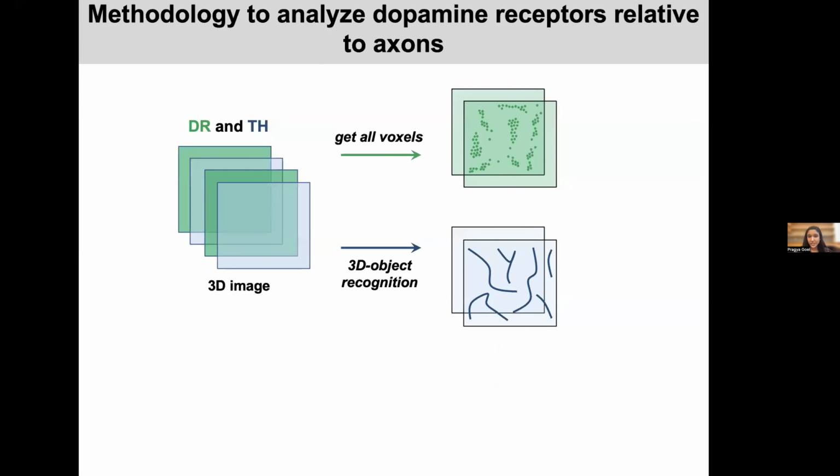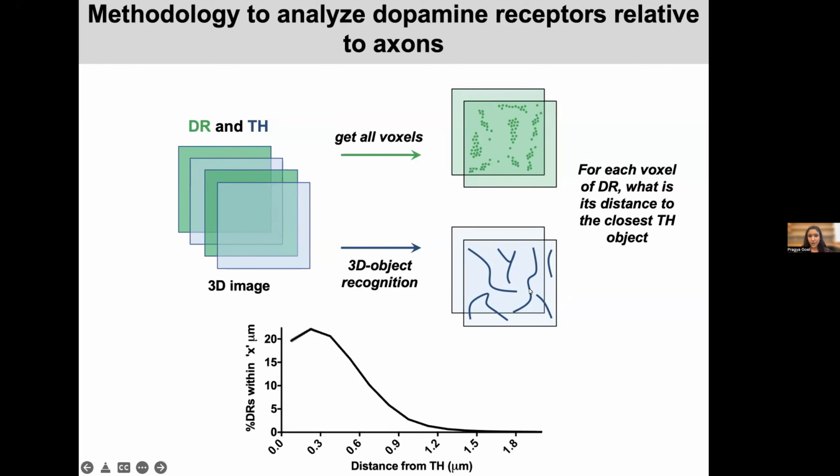Here's the methodology that we use to analyze dopamine receptors relative to axons. I acquire a 2-channel 3D image stack. For the dopamine receptor channel, after some initial background subtraction and thresholding, I obtain all the voxels. For the TH or dopamine axon channel, we use segmentation or object recognition to get these axon objects. Then for each voxel of the dopamine receptor, we find the distance to the closest axon object.